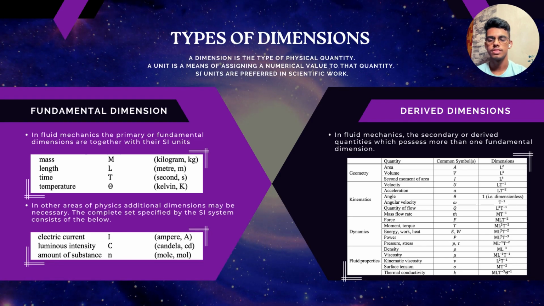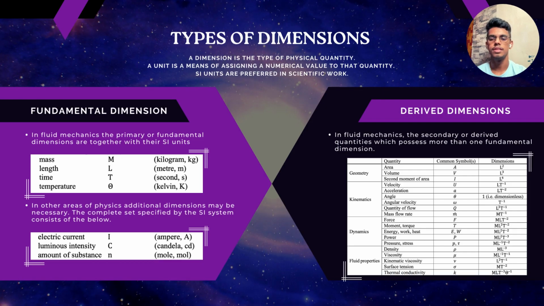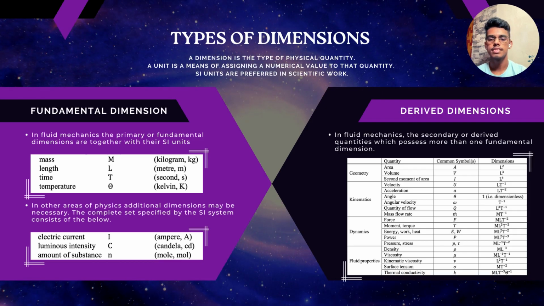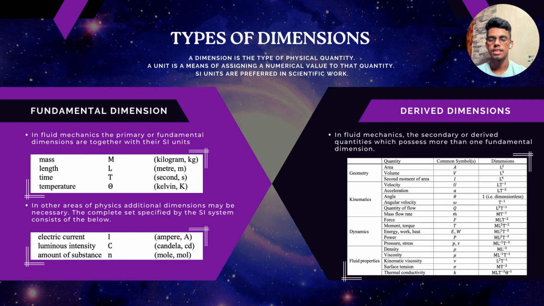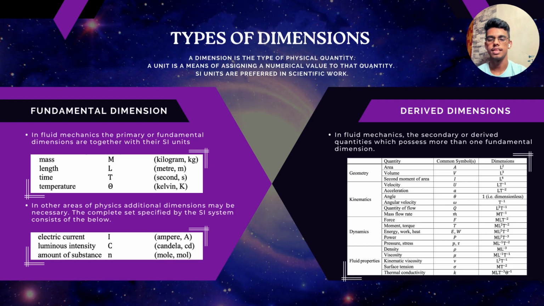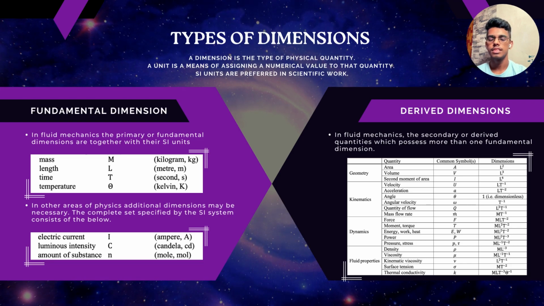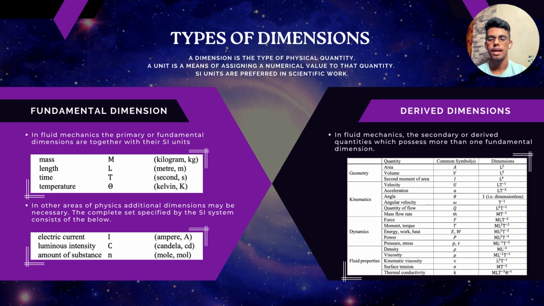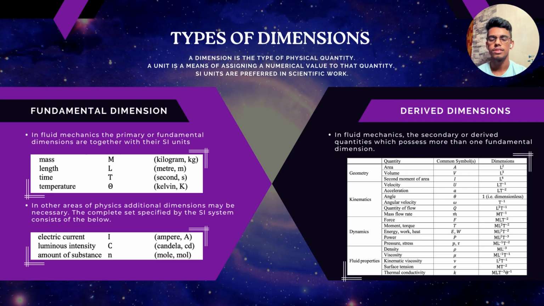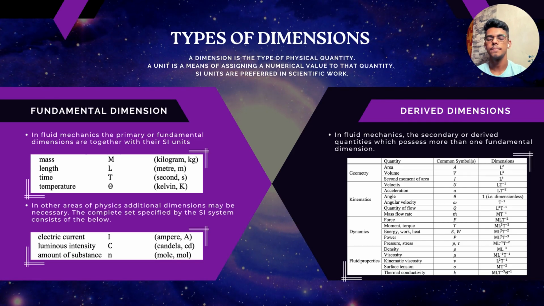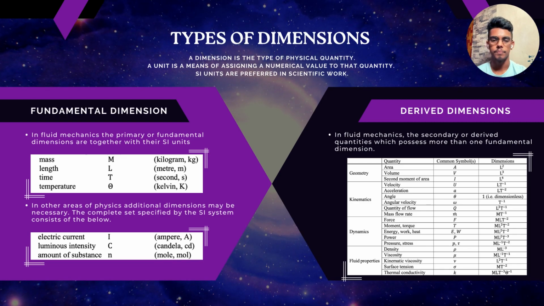In other areas of physics, additional dimensions may be necessary. The complete set specified by the SI units consists of the following: for example, electric current, luminous intensity, and the amount of substance. For electric current, the dimension is I, for luminous intensity the dimension is capital C, and for the amount of substance the dimension is small n.